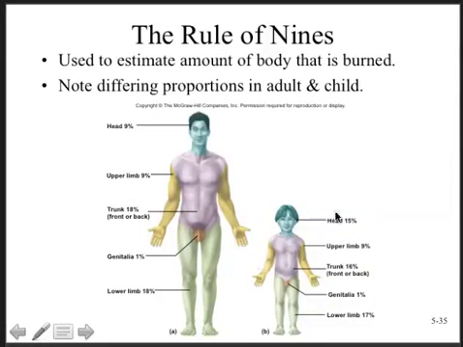And with the child, the head is proportionally larger than the rest of the body, so 15%. The trunk, 16%, but the upper and lower limbs are pretty close to the adult surface area percentages. And the reason this is important is because this will prompt the clinician to use the appropriate treatment depending on the depth and the extent of the burn. So not just how deep it goes, but over how much area is covered.